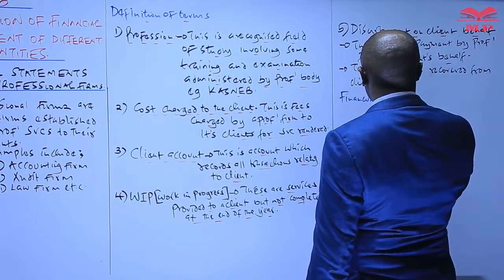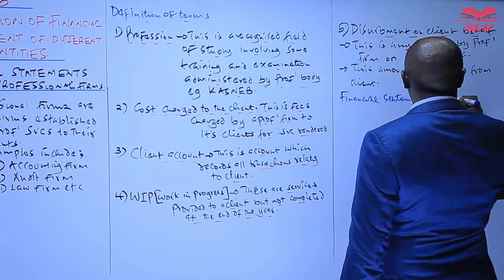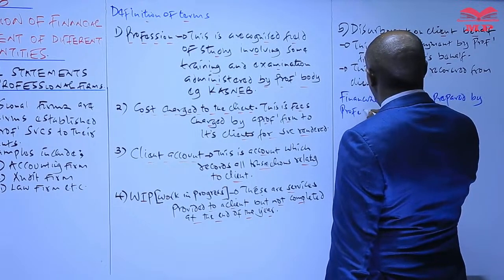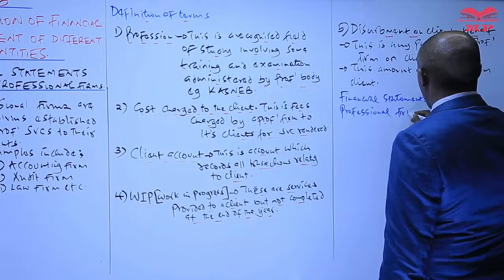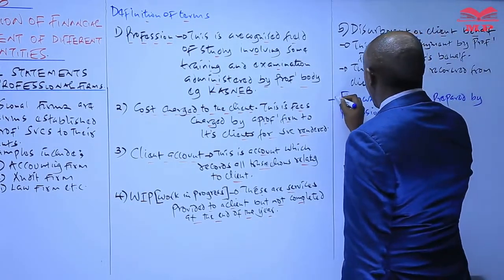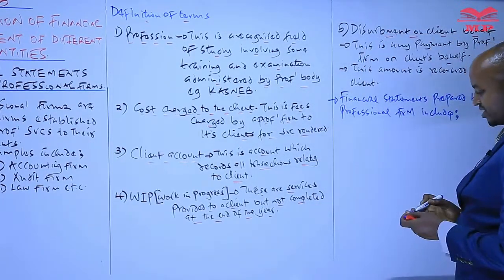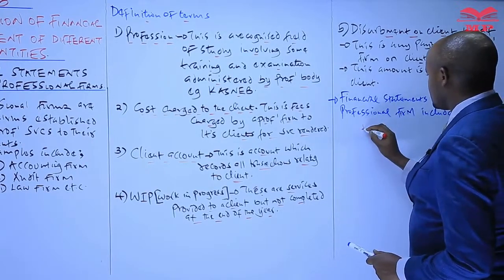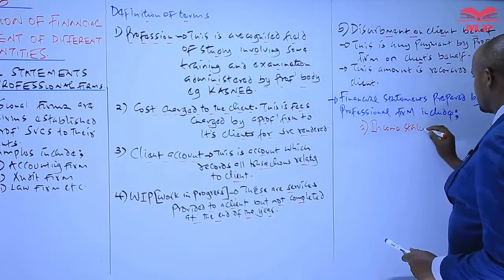Financial statements prepared by a professional firm. We have two main financial statements which are prepared by a professional firm, and those particular financial statements include: one, the income statement.